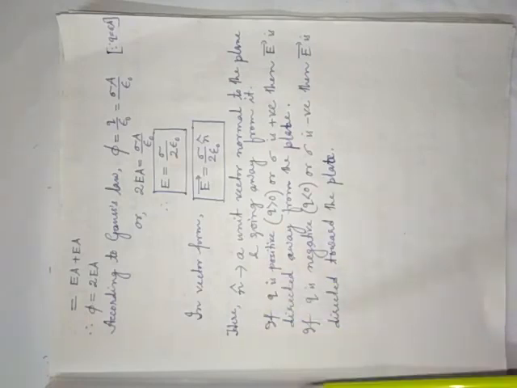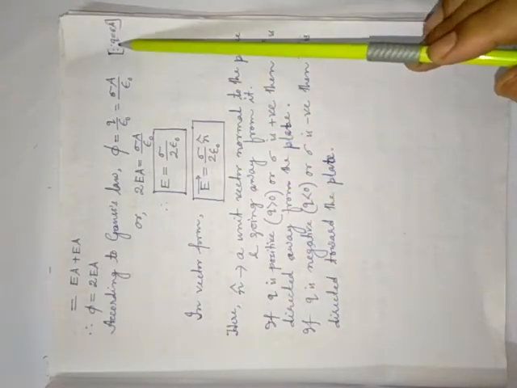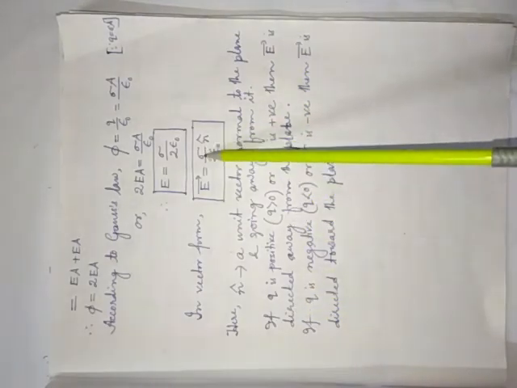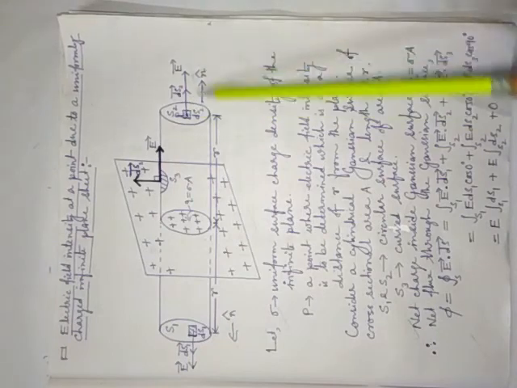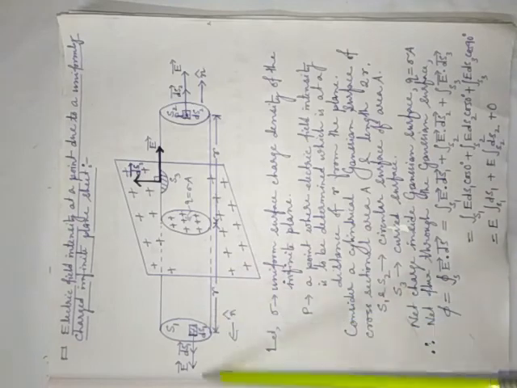Now see here, already I told you, if q is positive, that means q greater than 0, or sigma is positive. If q is positive, definitely sigma is positive. Then E vector is directed away from the plane. That means if the charge is positive, sigma is positive on both sides, so E vector will be along the direction of n cap. That means E vector will be in the outward direction, and here also E vector will be in the outward direction.